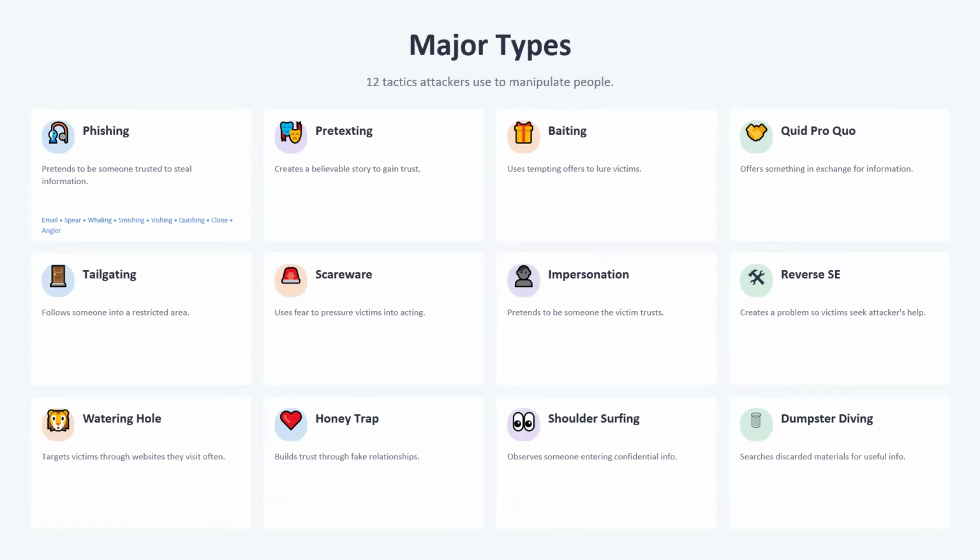Then there's impersonation, which basically involves pretending to be someone the victim already trusts. So this could be an IT technician, police officer, bank employee, or even their coworkers, a delivery company, or government officials. And the attack succeeds because people naturally trust someone they're familiar with or their identities more than strangers.